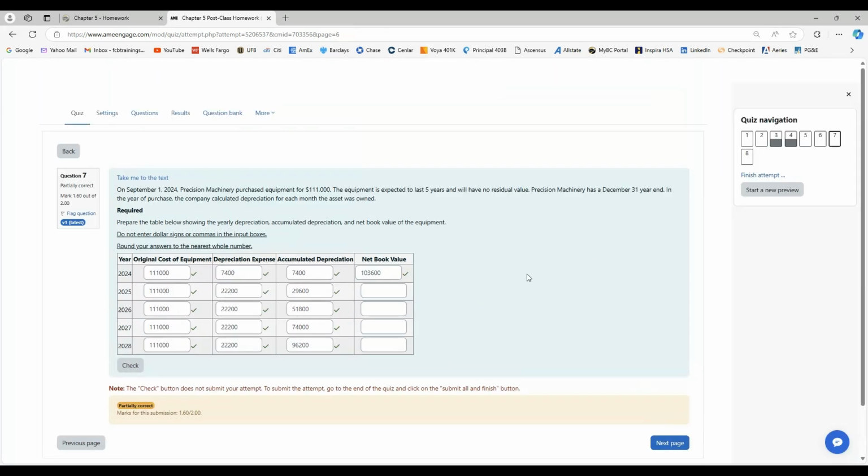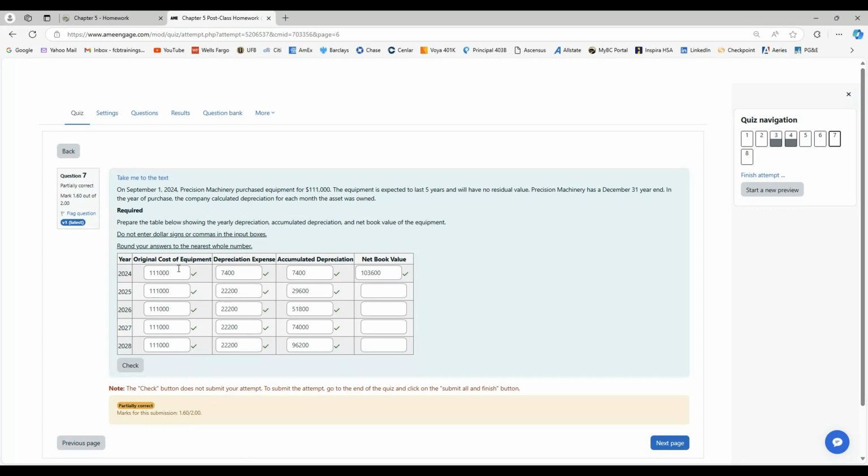2 more problems. Okay, on September 1st, Precision Machinery purchased equipment for $111,000. The equipment's expected to last 5 years, no residual value. December 31st year end. In the year of purchase, the company calculated depreciation for each month the asset was owned. I did this one in class too, so I'll just kind of run through what the answers were.